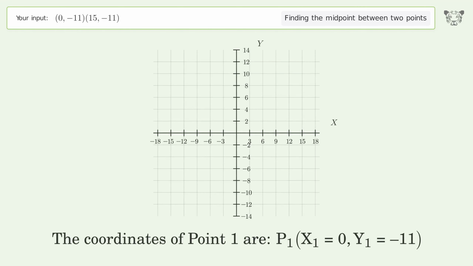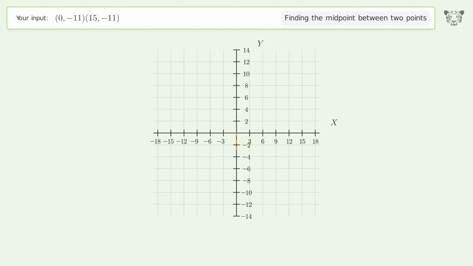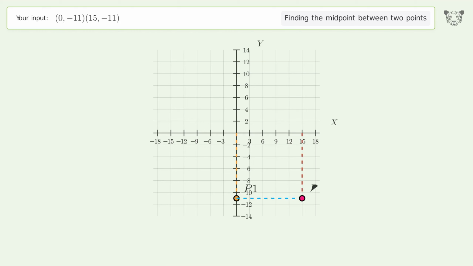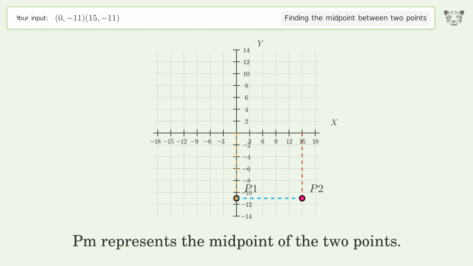The coordinates of point 1 are, x1 equals 0, y1 equals -11. The coordinates of point 2 are, x2 equals 15, y2 equals -11. PM represents the midpoint of the 2 points.